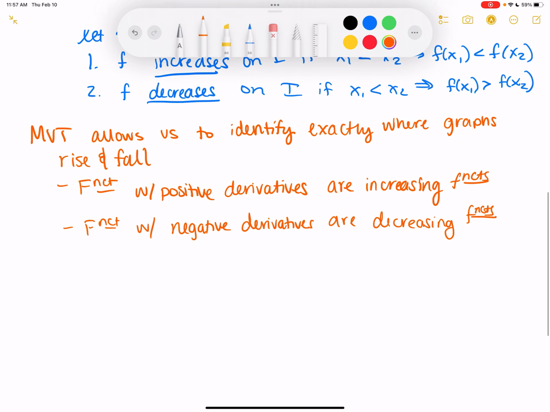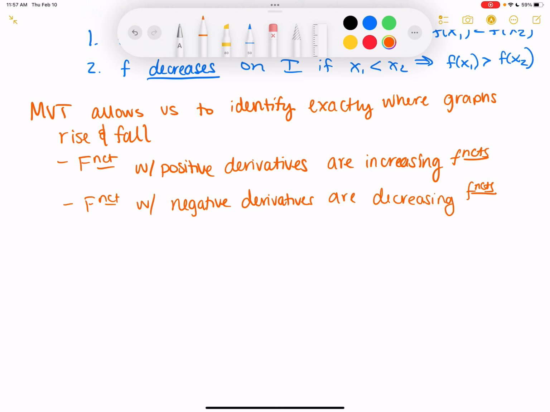So in regards to increasing and decreasing functions, we also have a corollary, which is similar to a theorem, but it's not quite, I don't know how to explain it. It's kind of like an add-on to a theorem, I guess, is a good way to put it.